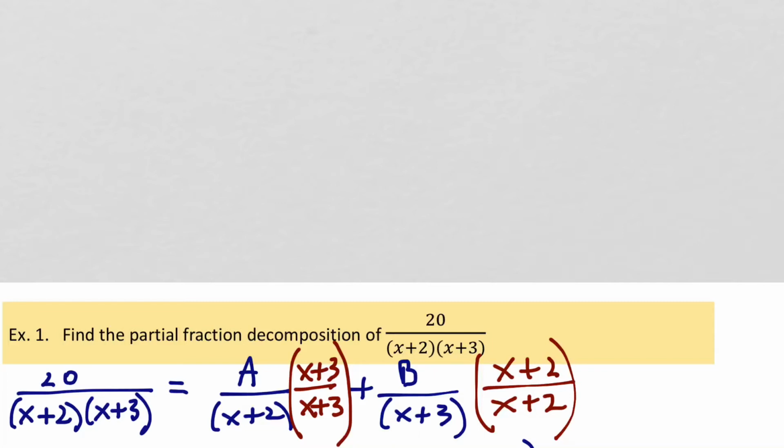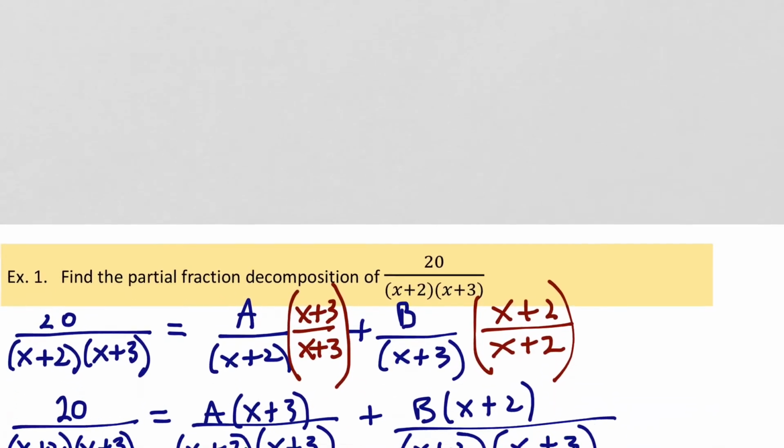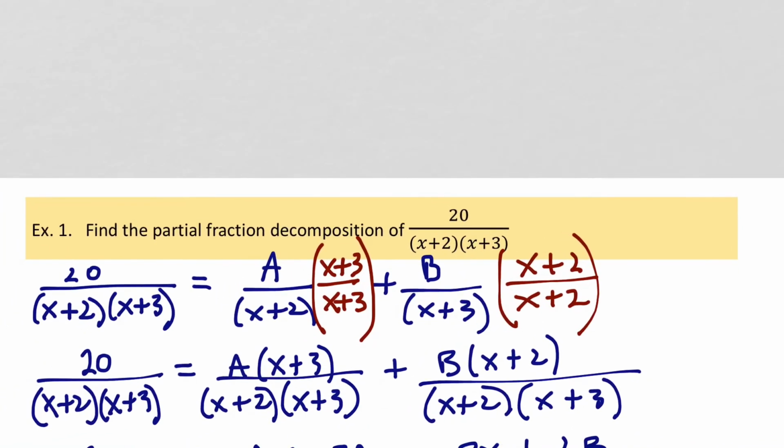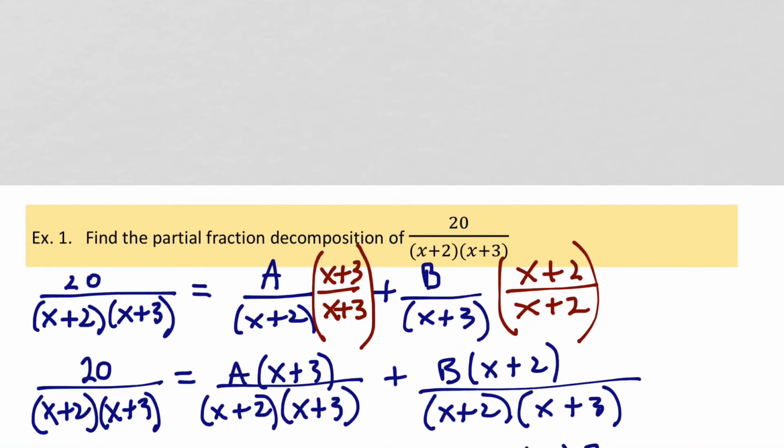In order to get this into one fraction, I need a common denominator. Here's my denominator, x plus 2 times x plus 3, that I'm going to attempt to get in both of these fractions. In order to do that, I'm going to multiply this fraction by x plus 3 over x plus 3, and this fraction by x plus 2 over x plus 2. I've written that out in order to save time in the video.